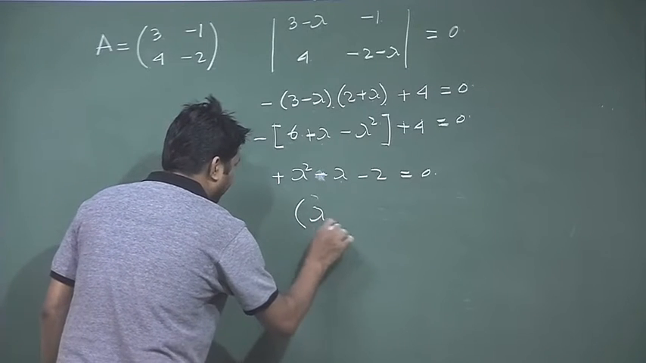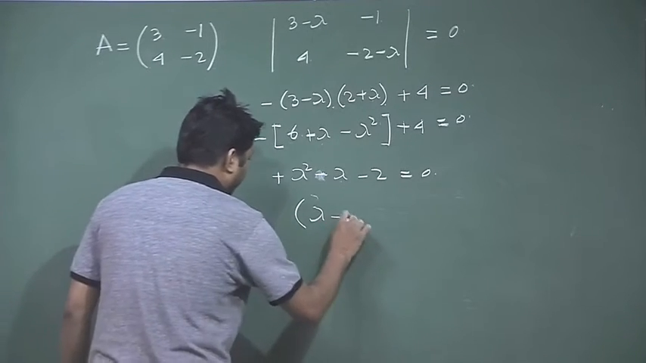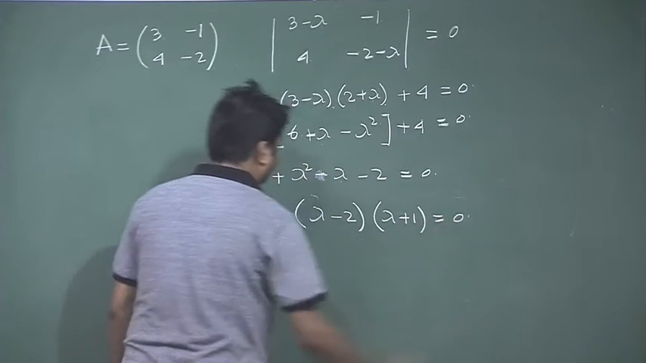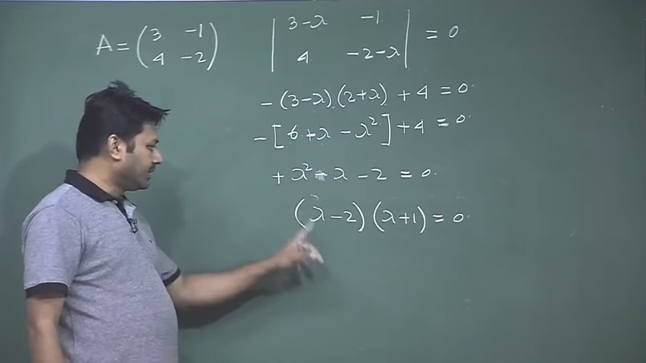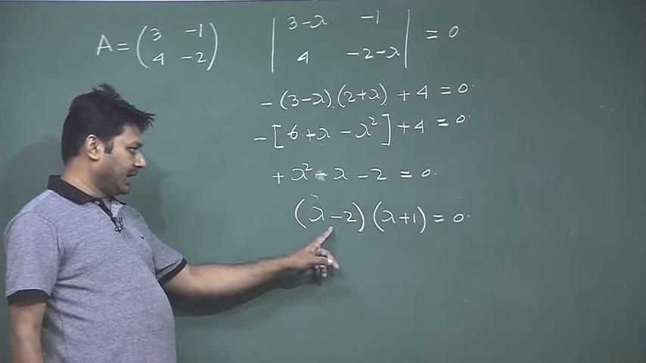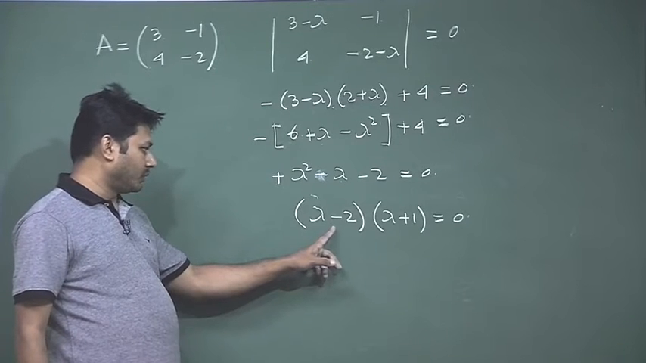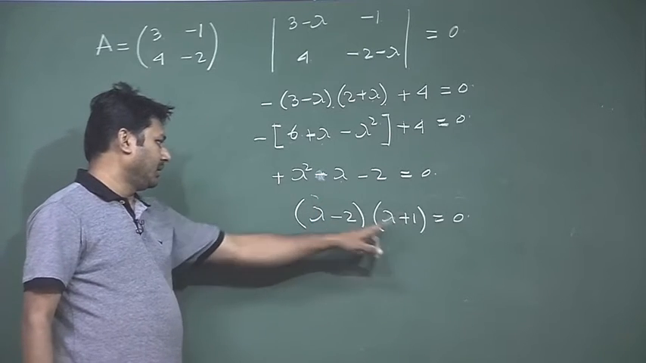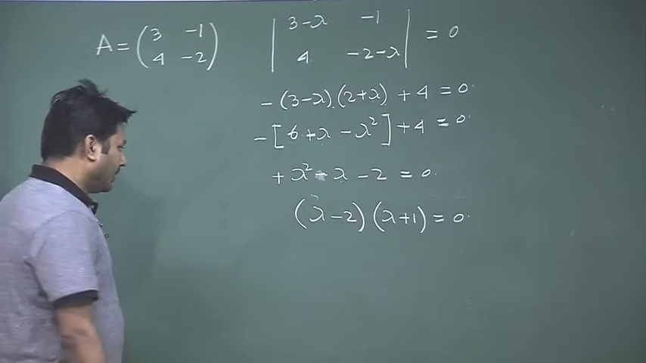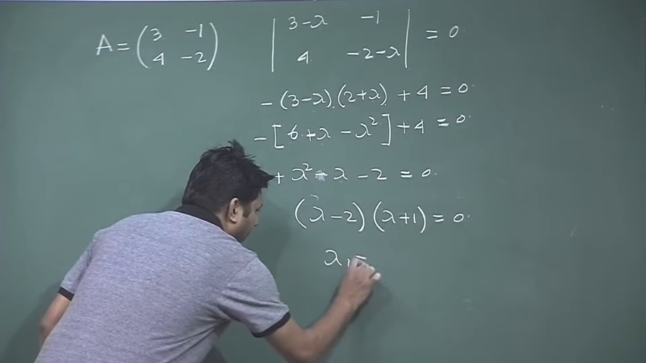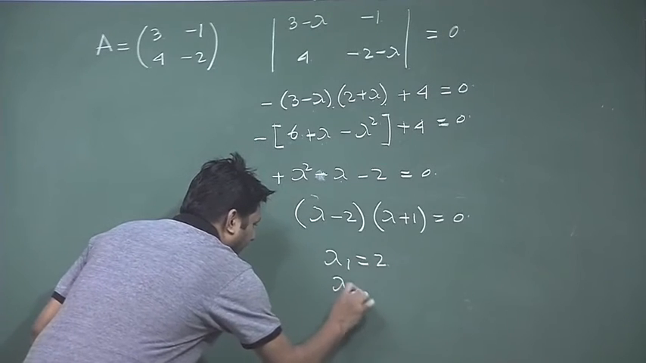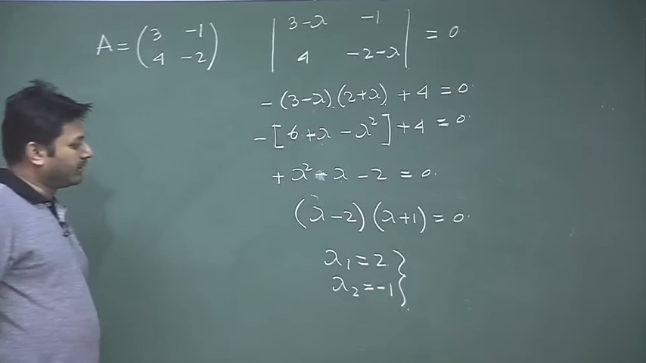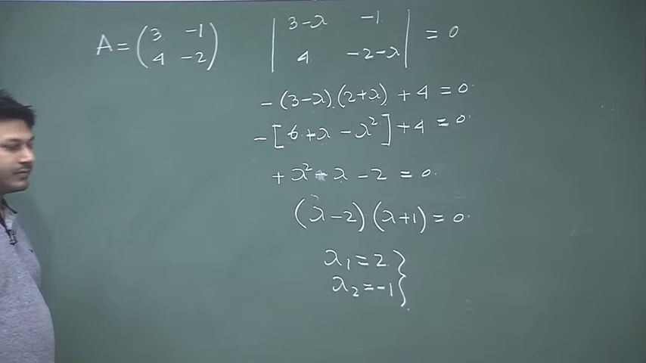So it will be lambda square minus lambda minus 2 is equal to 0. This I can factorize, and I am getting the values. So what lambda values am I getting? Lambda 1 is 2 and lambda 2 is minus 1, so the eigenvalues are 2 and minus 1. The first part is done.